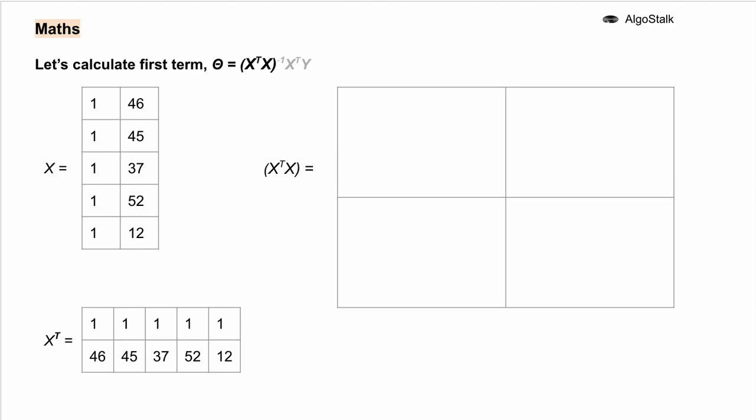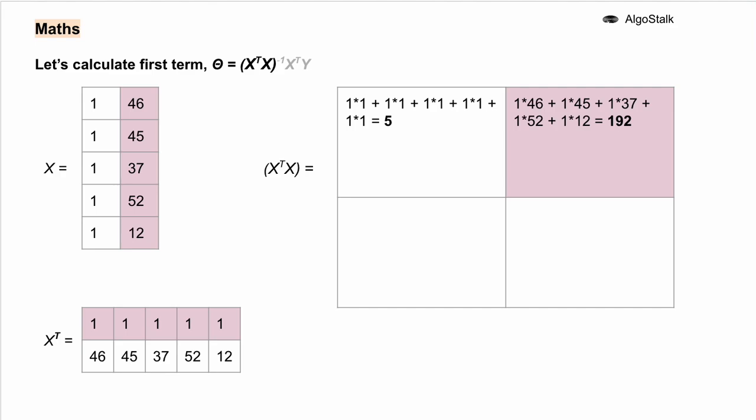Next, we'll use these matrices to compute xtx. We start with the matrix multiplication of xt and x. Here's how we calculate each cell in the resulting matrix. Multiply the first row of xt by the first column of x and add these values together. So, the value of the first cell in our resulting matrix is 5.